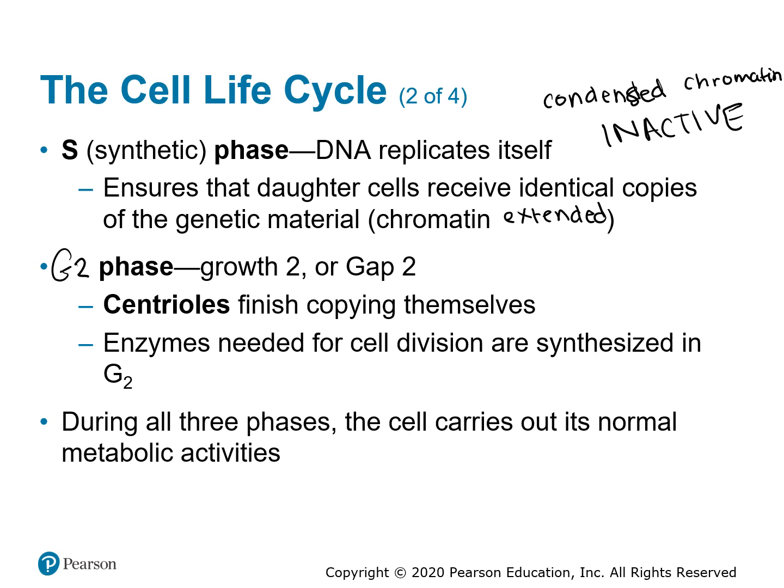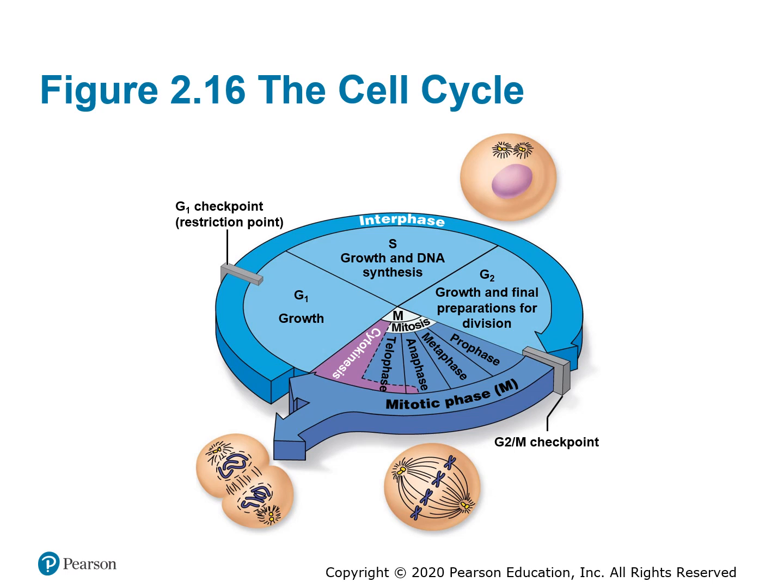During all 3 of these partial interphase phases, the cell is still carrying out all of its normal activities. So it's still taking in nutrients, it's still producing waste, it's still making more proteins. It's just doing all of this stuff in addition to its normal everyday functions. Okay? That's kind of what it looks like, very generally.